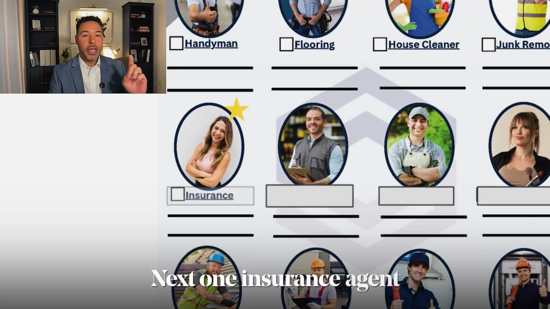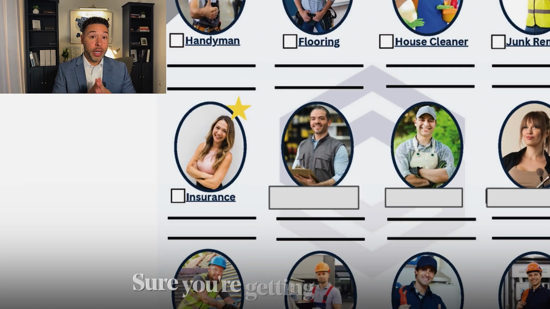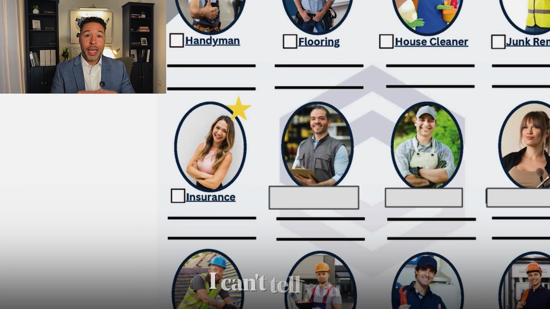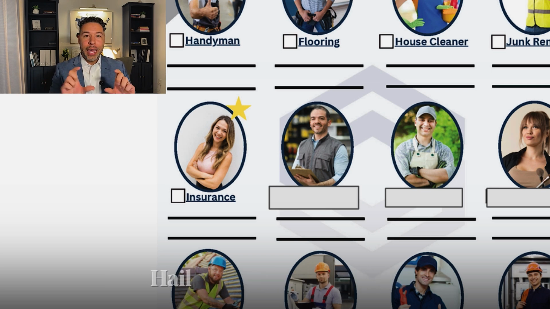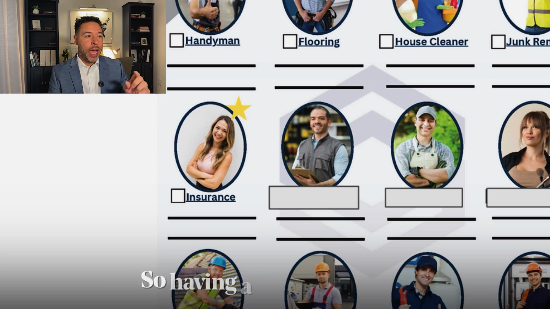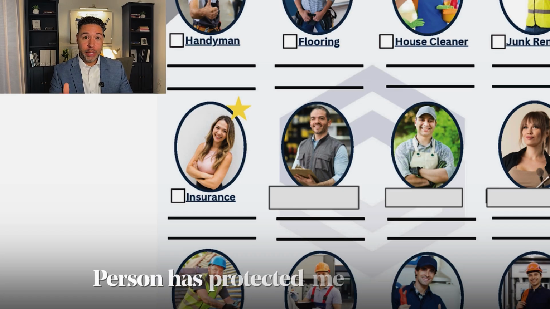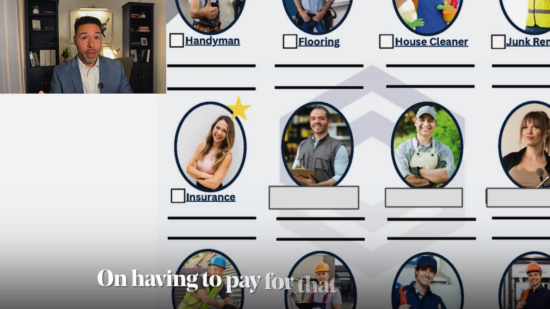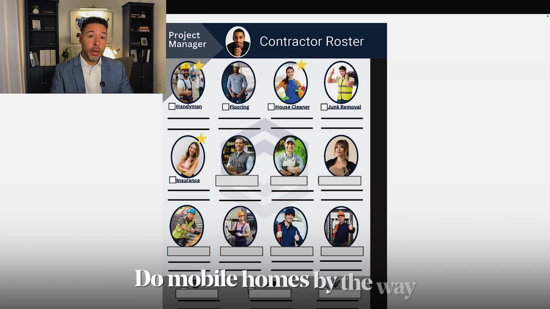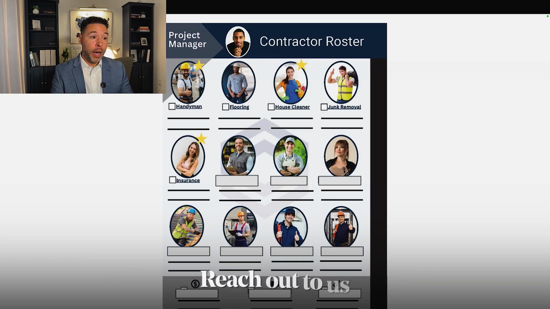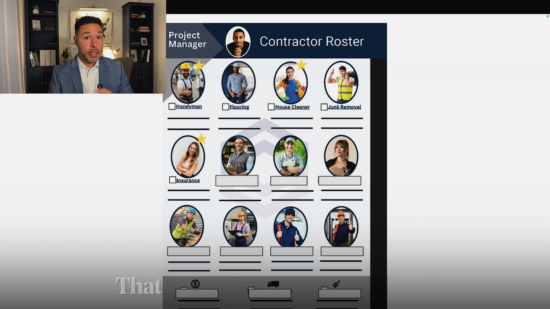Next one, insurance agent. You want to make sure you're getting insurance on these properties, right? I can't tell you how many times, I live in Colorado, we get really bad hail damage to these roofs. So having a good insurance person has protected me many times on having to pay for that roof myself. Now, not all insurance companies do mobile homes, by the way. So if you need a resource for that, reach out to us because there are specialists that specialize in mobile homes.